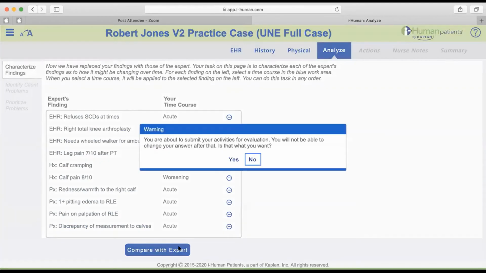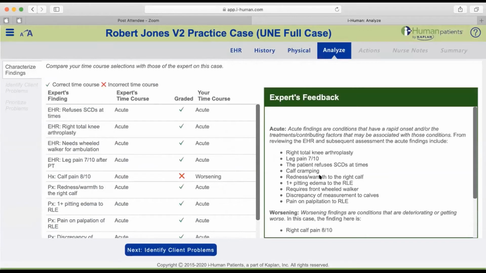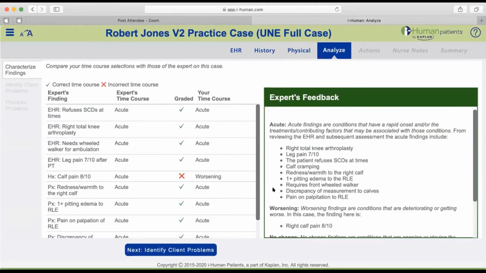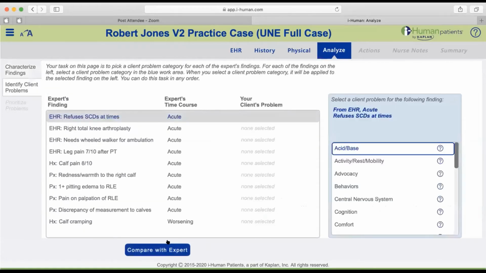I compare with the expert, and I'm given written feedback. Not only a list of where each item falls, but the definition, as well as some content and application of why it's acute versus worsening for that, for example. Now, once I've identified the problems, once I've characterized the findings, let's identify in terms of concepts.